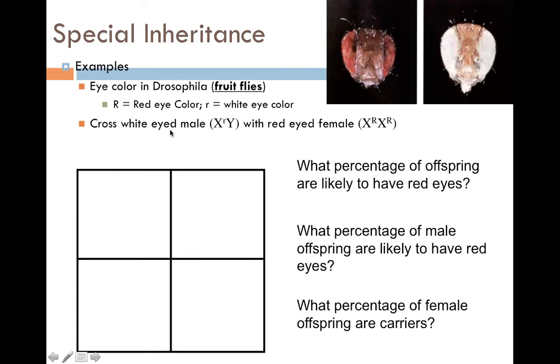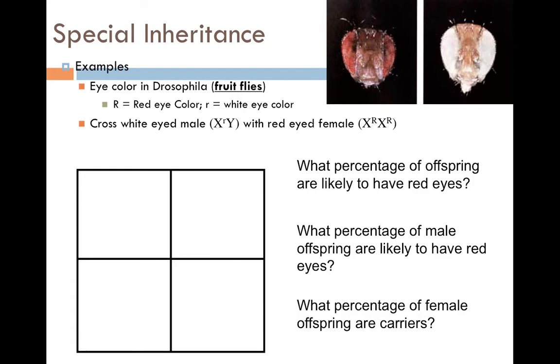So the genotype for our white-eyed male would be X^r, kind of as an exponent, showing that it's carried on that chromosome, and Y. We don't put anything on the Y because nothing exists. This gene literally does not exist on the Y chromosome. And his partner is a red-eyed female, and this female is actually homozygous dominant for this trait.